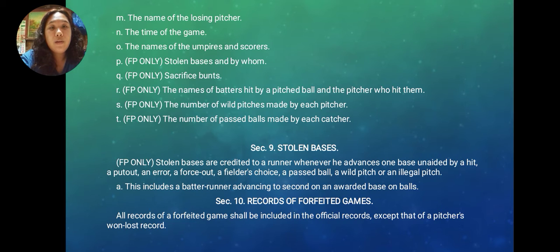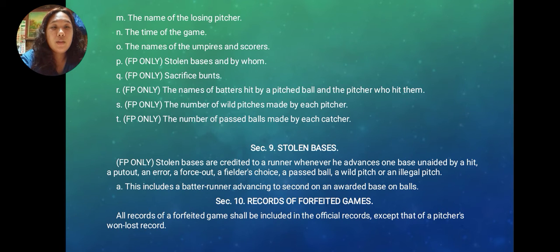Letter P, FP only, stolen bases and by whom. Letter Q, FP only, sacrifice bunts. Letter R, FP only, the names of batters hit by a pitched ball and the pitcher who hit them. Letter S, FP only, the number of wild pitches made by each pitcher. Letter T, FP only, the number of passed balls made by each catcher. So for Section 9, stolen bases, FP only.